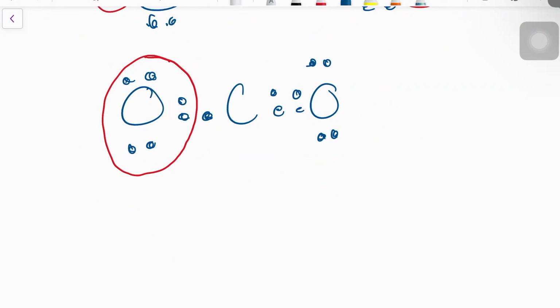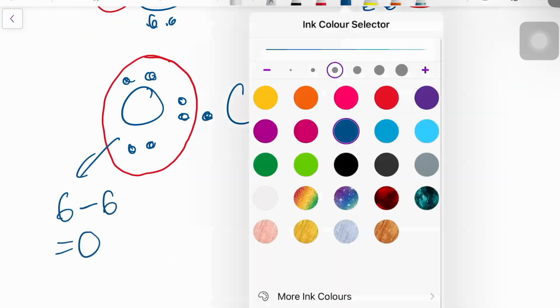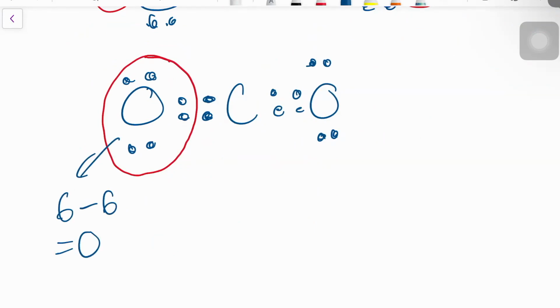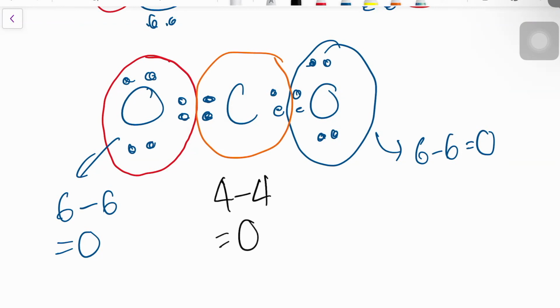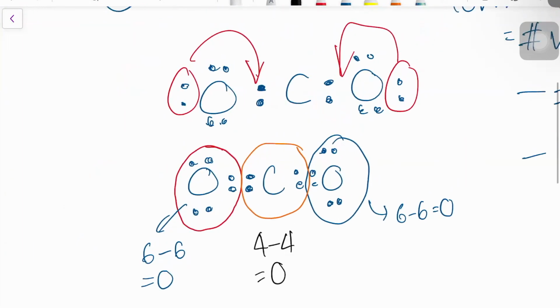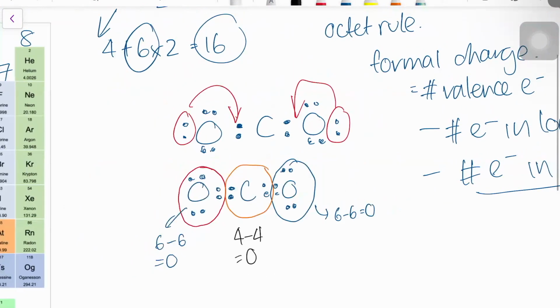So now my formal charge is valence electrons 6 minus the electrons around oxygen is 6, gives me 0. And then for this one, same thing, draw my circle around the electrons that are actually in the proximity of oxygen. That's 6 minus 6 gives me 0 as well. And then I look at the carbon. Once again, half goes with oxygen, half goes with carbon. That's 4 minus 4 gives me 0. Okay, so that's all the steps for the Lewis dot diagram.